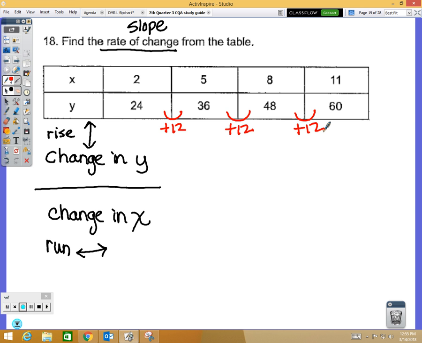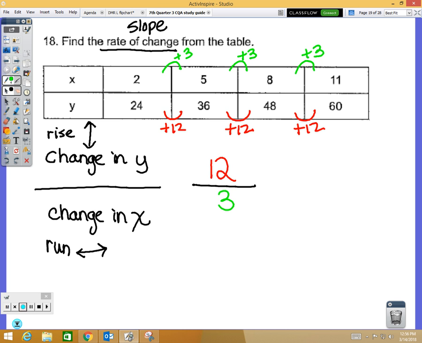So the change in y is 12, so that's our numerator. And then our denominator is going to be our changes in the x. So again, looking for that pattern. What's the pattern in the x's? Plus 3. Plus 3. Plus 3. So our denominator is going to be a 3.